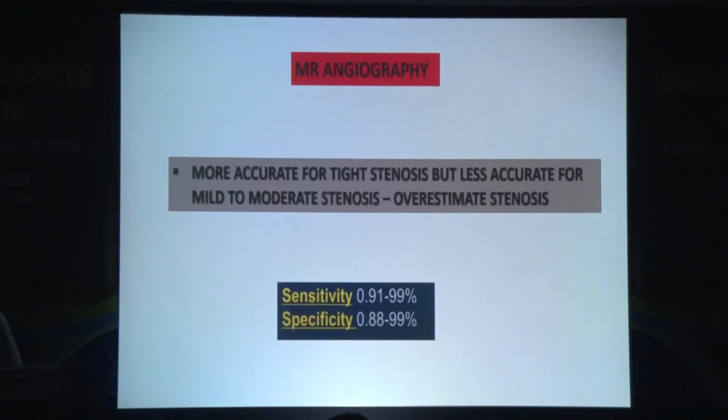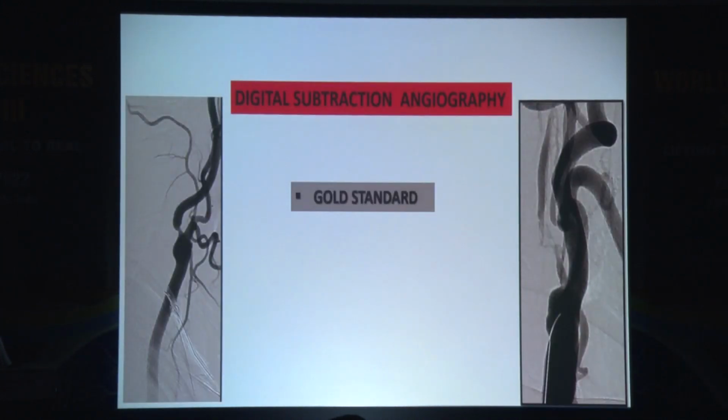So, MR angiography is another alternative, but it actually overestimates the stenosis in cases of mild to moderate stenosis, but it is more accurate in cases of tight stenosis. As we know, digital subtraction angiography is the gold standard test. It actually depicts the lumen, it depicts the exact degree of the stenosis, and we can better plan the carotid artery stenting on the DSA images.